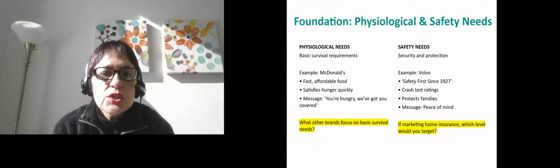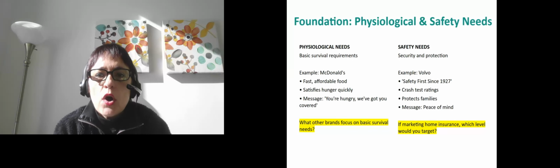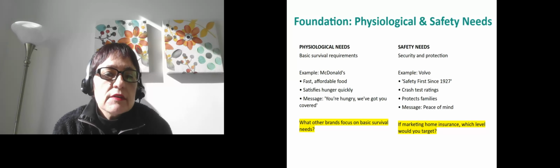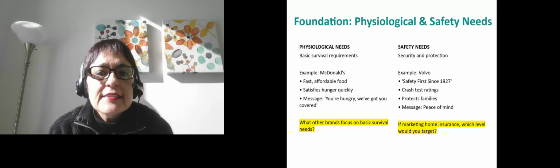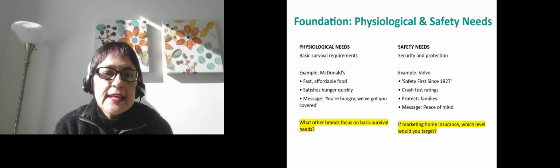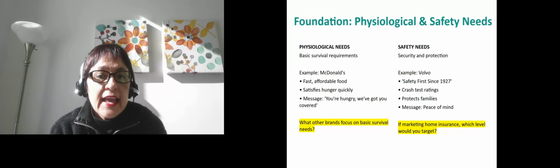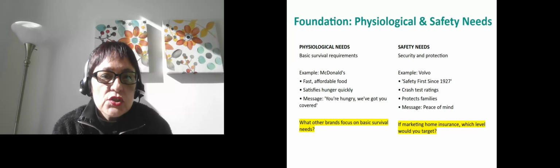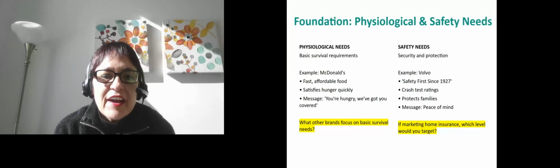The physiological needs. We're looking at basic survival requirements here, like food, water, shelter, sleep, right? So one real example for you here is McDonald's, for instance, right? They offer fast and affordable food that satisfies hunger quickly at convenient locations, and they have value menu options. So the message here is that you're hungry, we've got you covered, right?